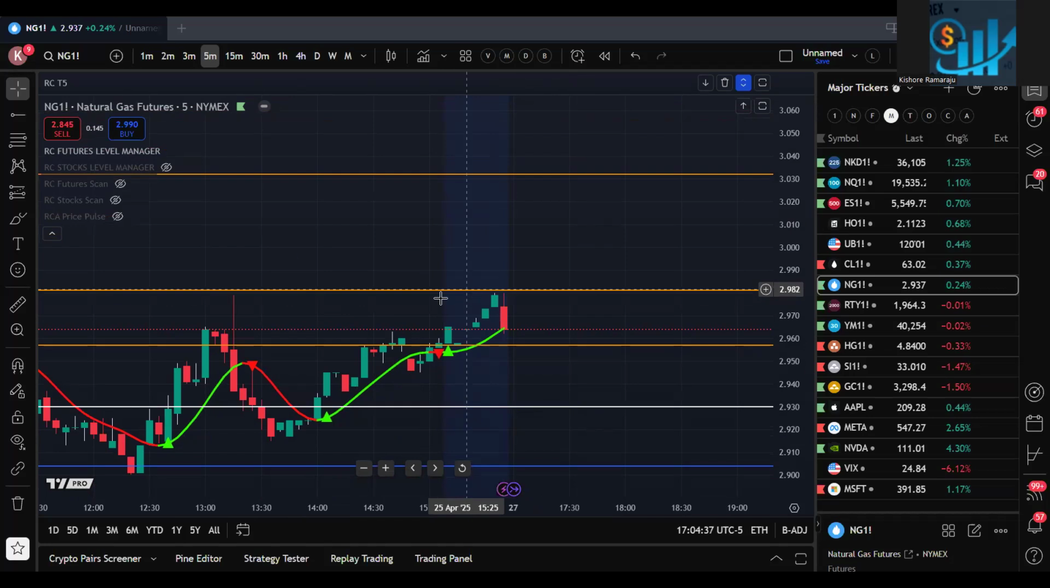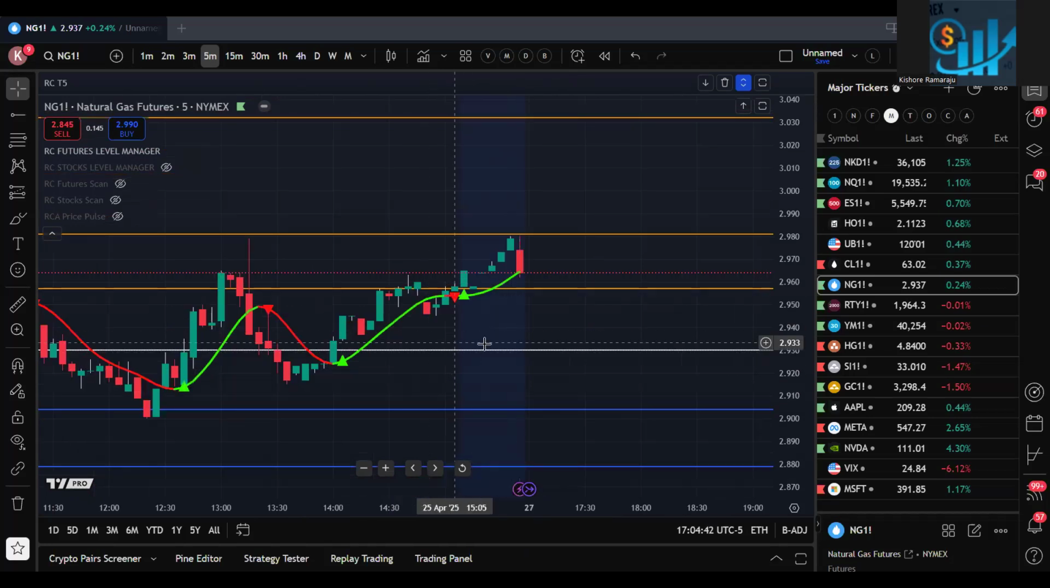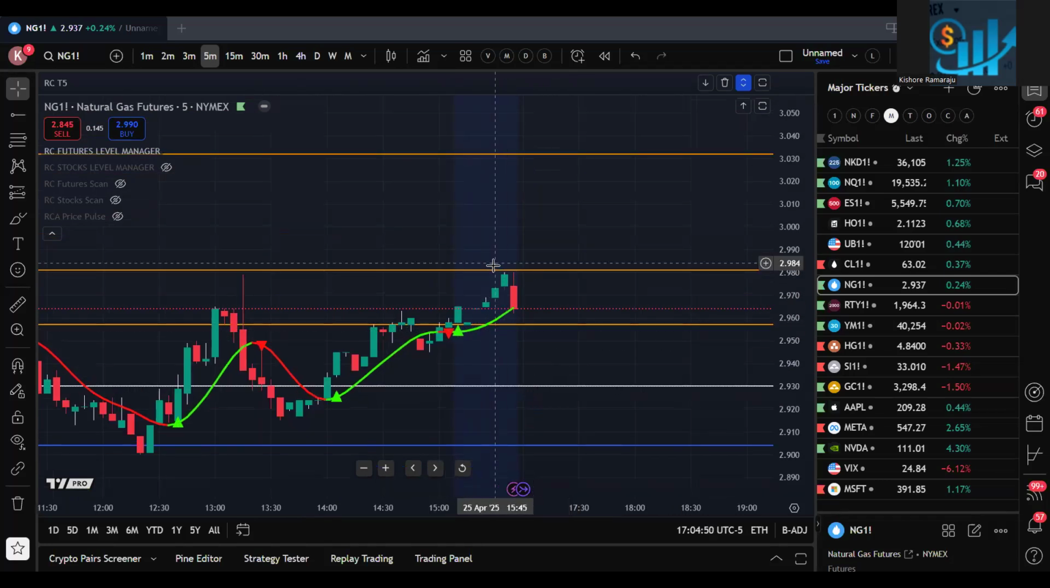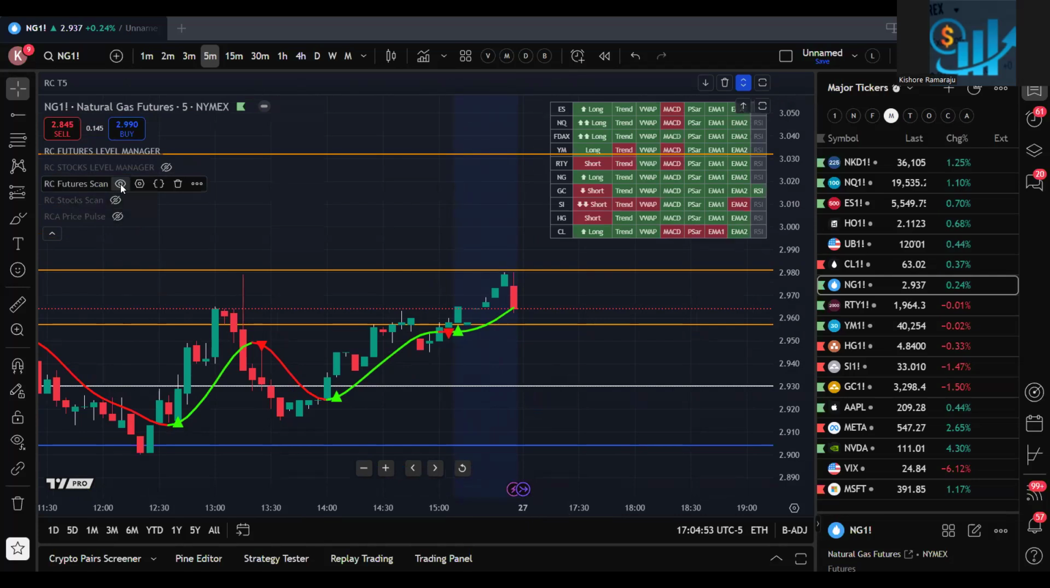Your scanner is telling that it is at this level. It is bullish because it is above the white level. It is bullish because it already broke the first resistance level. Now it is in between these two levels. That's why it is telling natural gas with one arrow. That means it broke one level. Now it is ready to break the second level.